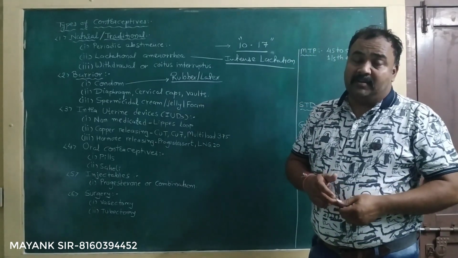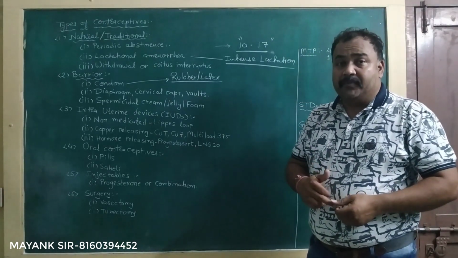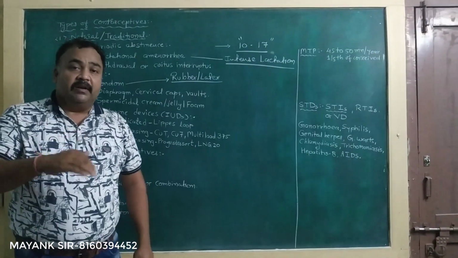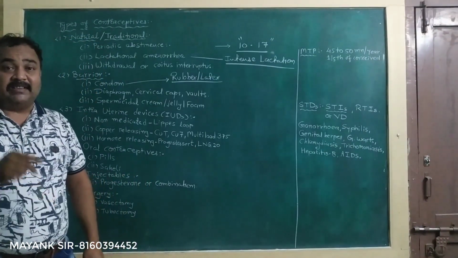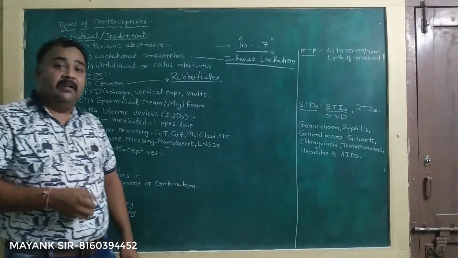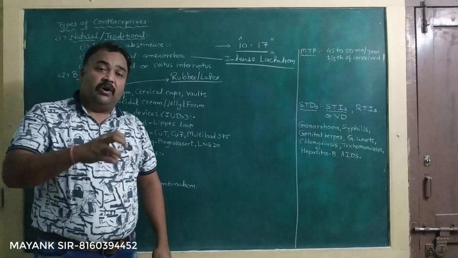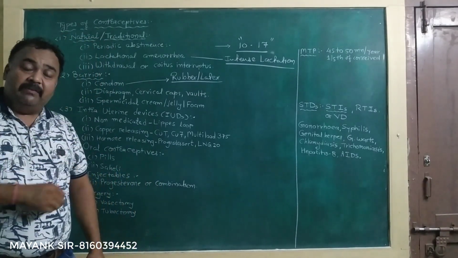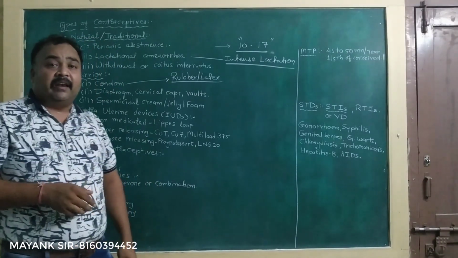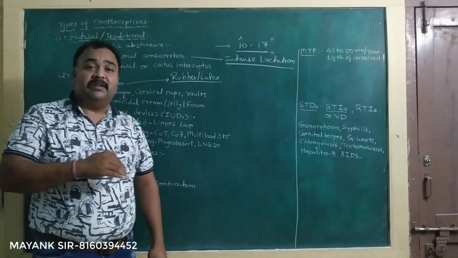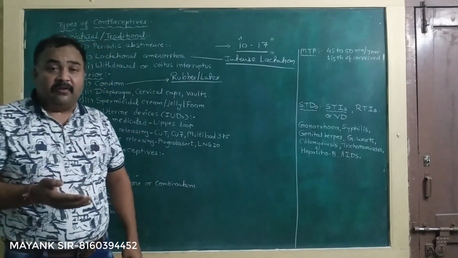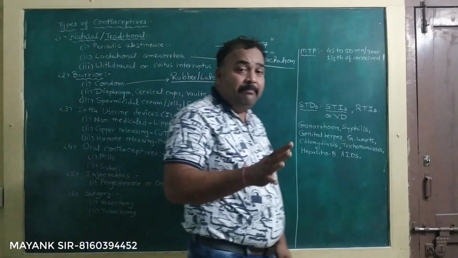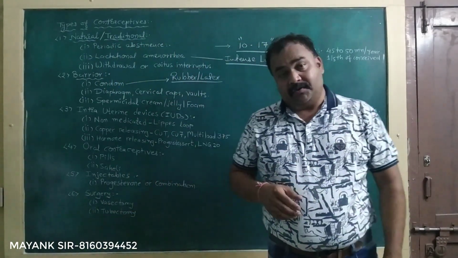It can be worn before coitus by both male and female. So what will happen? At the time of ejaculation, the semen will be gathered in the apical part of the condom, so the semen will not be released in the reproductive tract of the female. Semen and sperms will not enter the reproductive tract, so there will not be any possibility of fertilization.